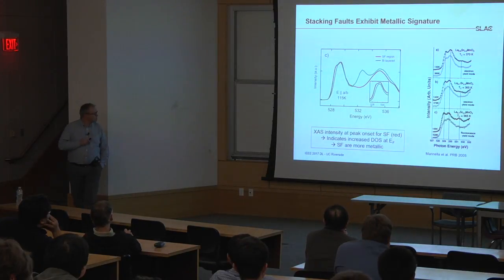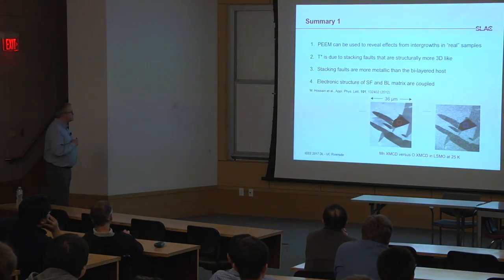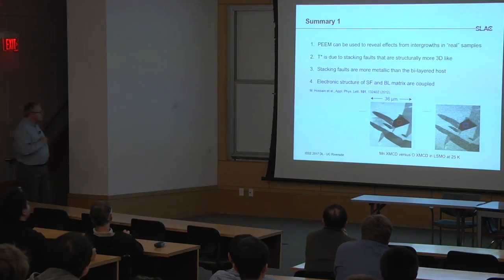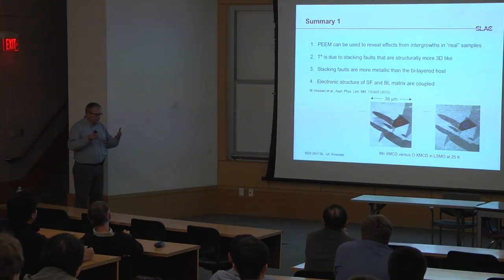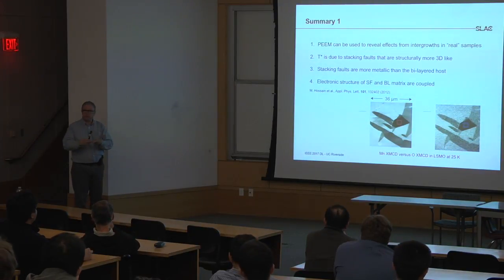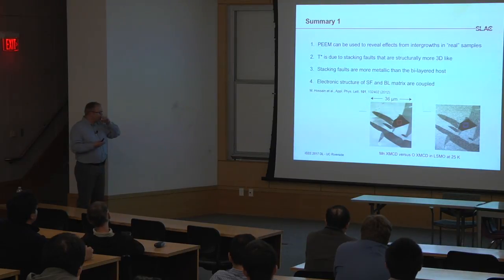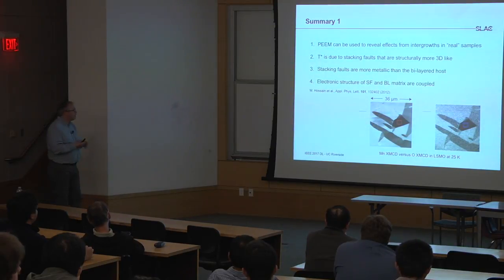And I want to skip this one and just come back to the summary of this part. This is actually a very nice example of how, when you have X-rays and you can choose the energy, you can go, in this case, from manganese to oxygen. Manganese XMCD shows you the ferromagnetism, oxygen linear dichroism shows you the structure. You can then learn something about imperfections in your sample on this length scale, which in this case is rather large, like half a micron.